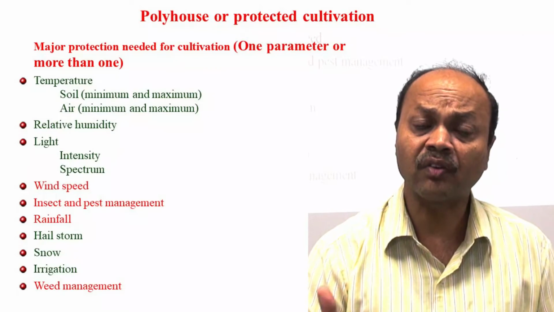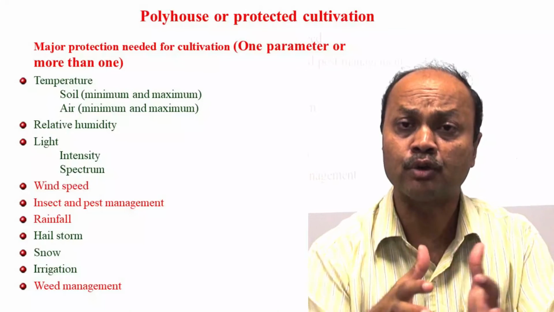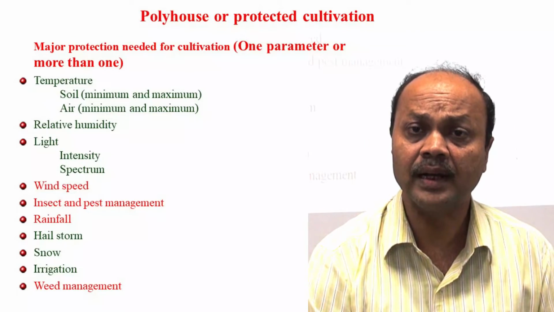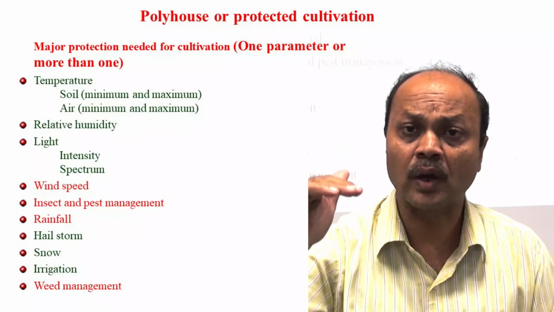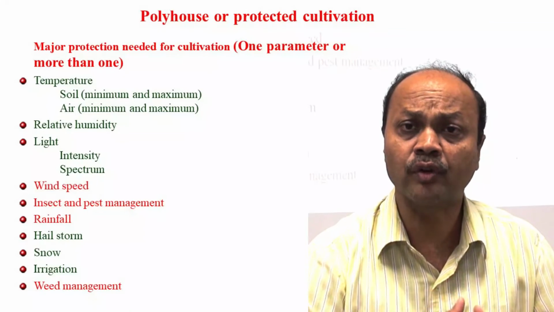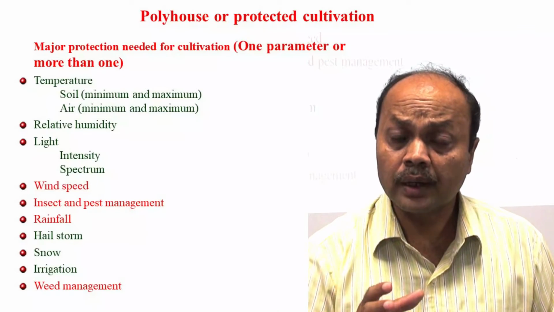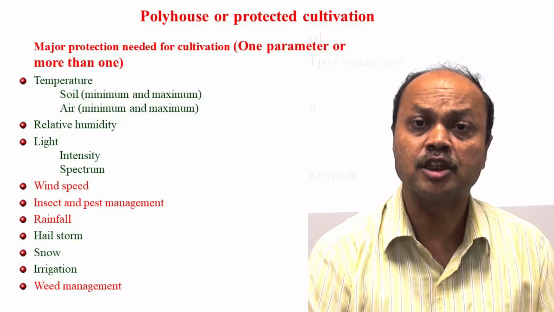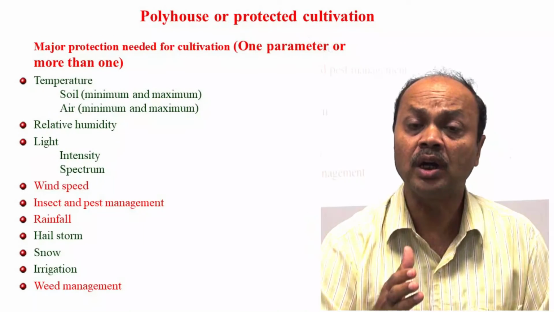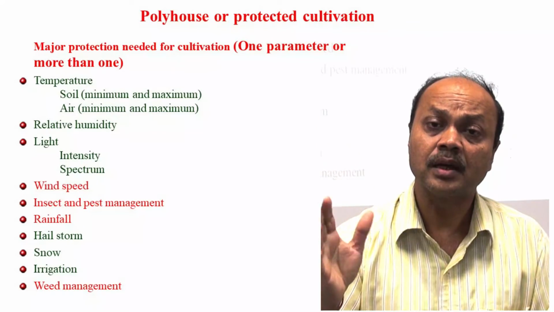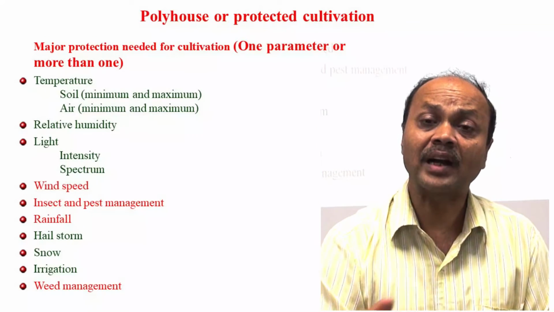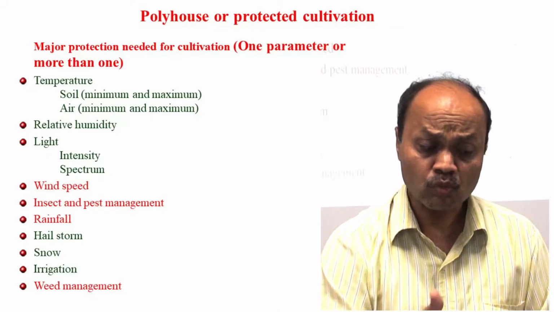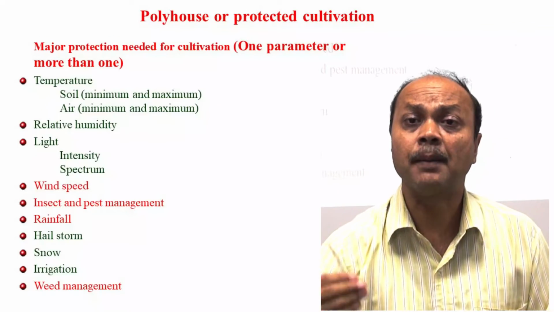Then, you may want to protect from light intensity, or change the spectrum. At some places wind speed is the only challenge. If there is no need to increase the air temperature or soil temperature, why go for a polyhouse? So depending upon which challenges you are facing in cultivation, as I told you, first you decide the enterprise, which season you want to grow, and what challenges you face in that season. Then, based on these challenges, you proceed.